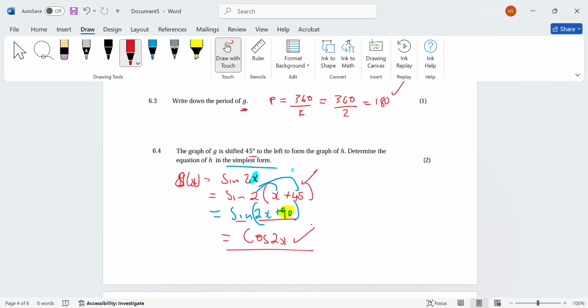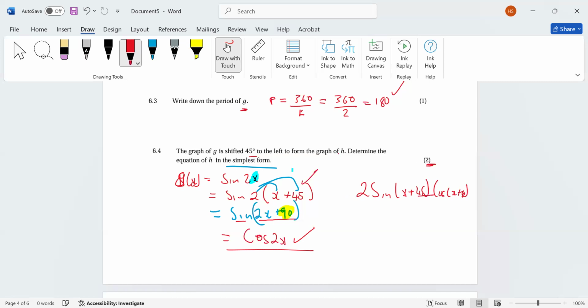It's not in simplest form. You change this to a double angle, like 2 sin(x + 25) cos(x + 25). Otherwise it's not in simplest form.